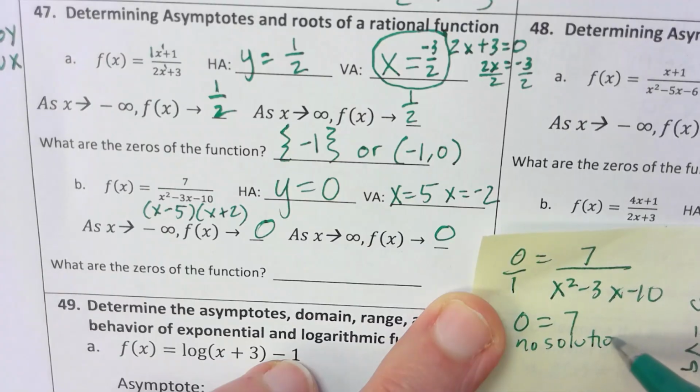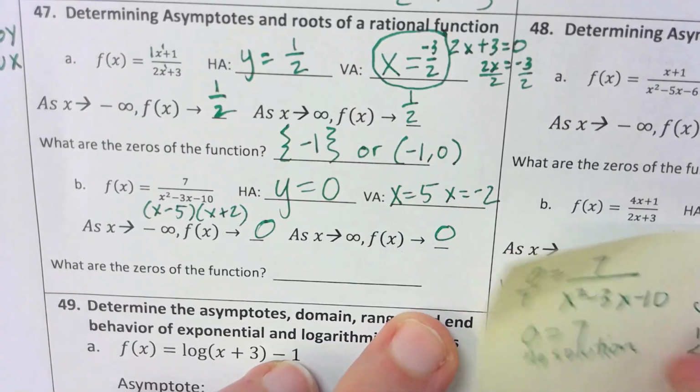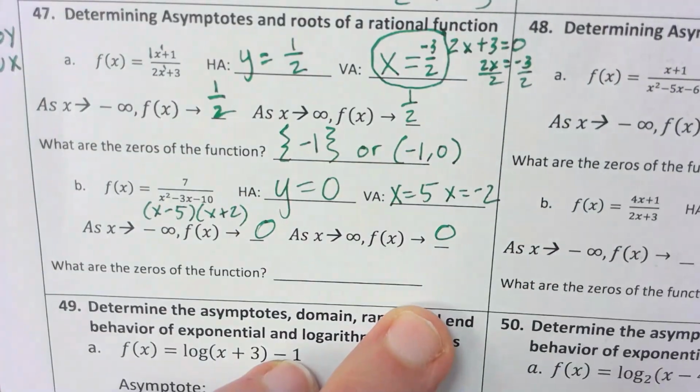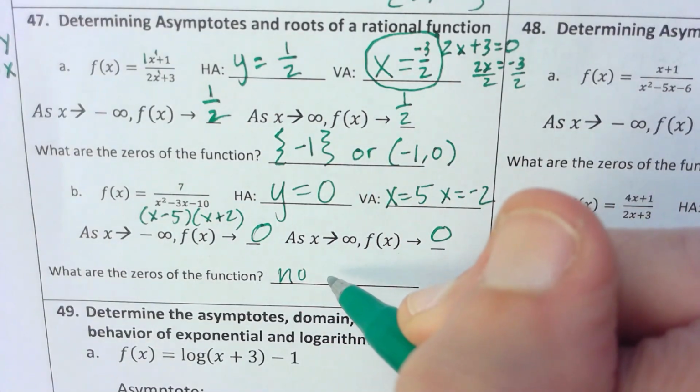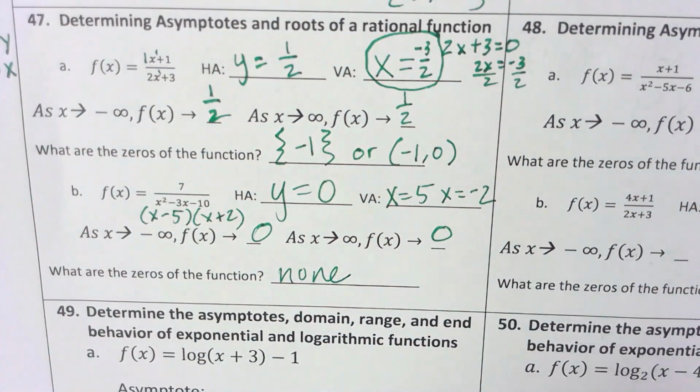And since I can't find a solution to this equation, that means it doesn't have any x-intercepts. There are plenty of graphs that never touch the x-axis. This is one of them. No zeros. Okay, we'll stop there because the next section is about exponential and log, which was the next unit.